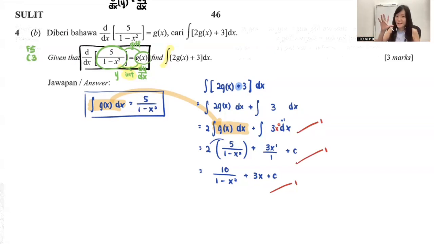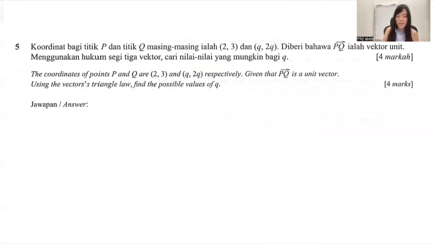Can move on. 5, 4, 3, 2, 1. Question 5. They say the coordinate P and Q is this and this. Given that PQ is a unit vector, guys, so the word you should know already. Form 4, chapter 8, isn't it under vector? Okay, using vector triangle law. A lot of people thought like, teacher, what is triangle law? Super easy one. You always apply one. You just don't know that thing called triangle law. And then they say, find the possible values of Q. So, find Q answer. Got a lot of answer. Values.